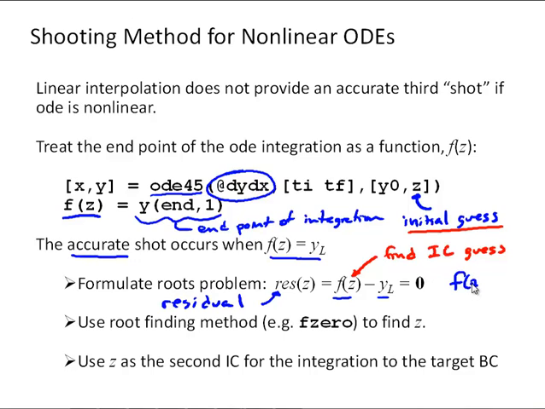So again, our basic roots problem is saying f of z is equal to YL. Then we'll use a root finding method to solve the roots problem. So we can use fzero, Matlab's built-in function for roots problems. Finally, we'll use that result of z for the initial condition guess to finally integrate our ODE to the target boundary condition. So let's look at how this works with an example.